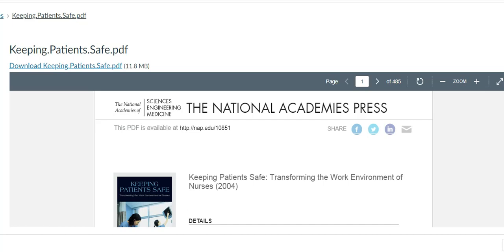So I would advise you to just look through this document. It is large. It's 485 pages, so I obviously don't expect you to read it, but you might go through. It has a reference page, and you might go through some of the areas that you find interesting and that are more applicable to your area of practice.